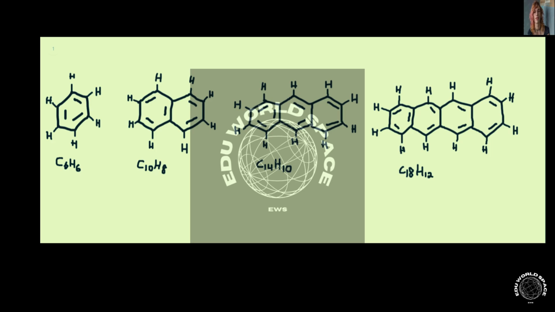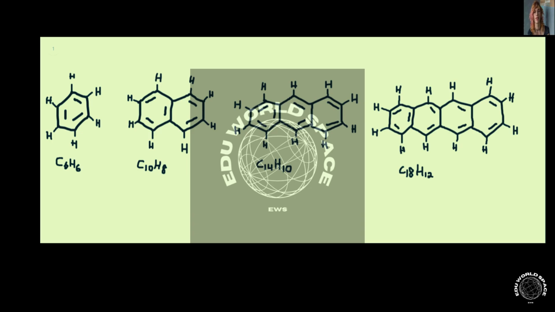Our molecular formula for benzene is C6H6. For naphthalene, it's C10H8. For anthracene, it's C14H10. And for tetracene, it's C18H12. So remember the difference between molecular formula and empirical formula. Empirical formula means that it will be a simplified formula. It just shows the proportion of the elements you have in your sample.